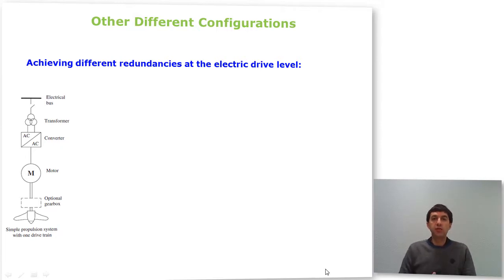There are many other different configurations. These are some of the most remarkable ones. This one is the one that we were speaking about in the previous slide. Only one drivetrain, for instance, with a 12 pole diode rectifier.